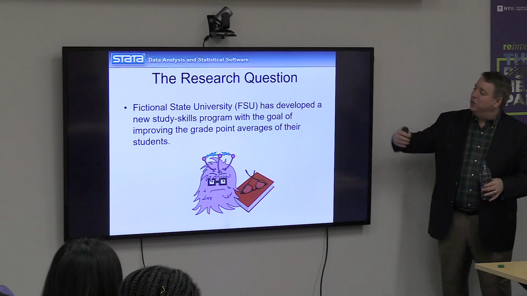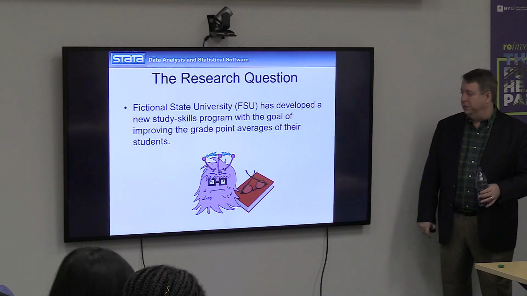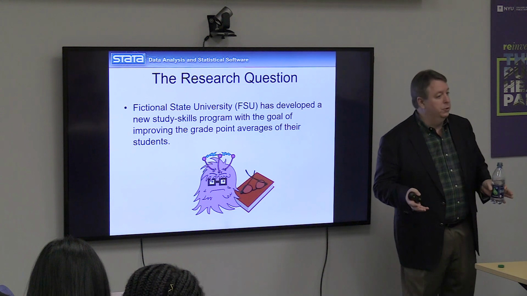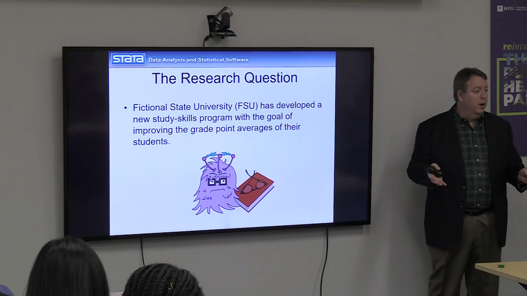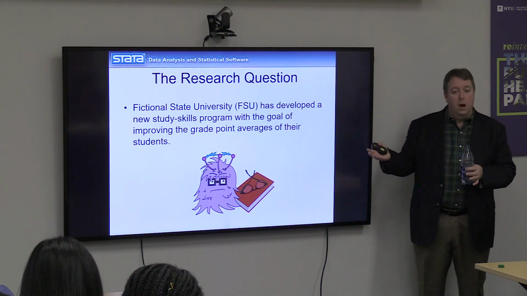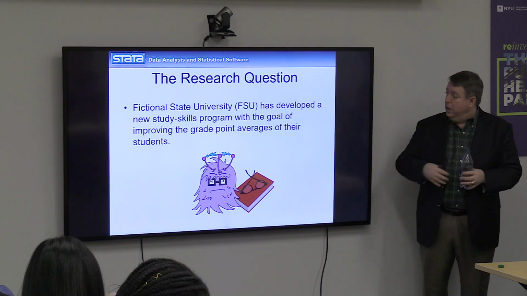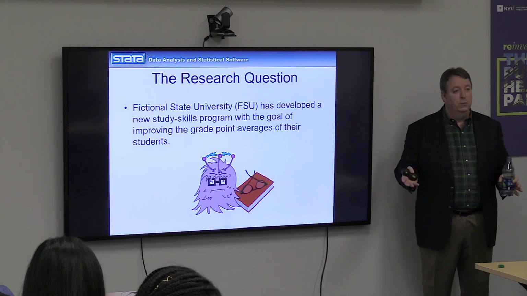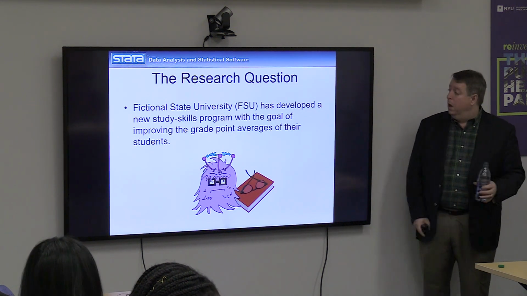Anyway. All right, so the imaginary scenario here is that Fictional State University, FSU, has developed a new study skills program for their students. And the goal of the study skills program is simply to increase the final college GPAs of the students. So this is simple, right? This should be a 2-slide talk. We do a t-test and we're done. How hard can this be?